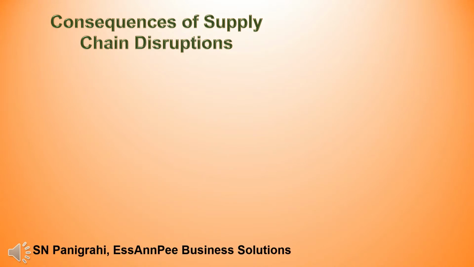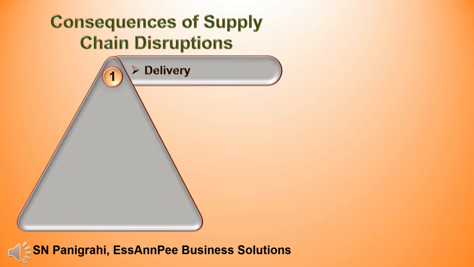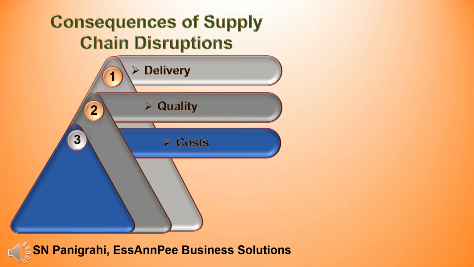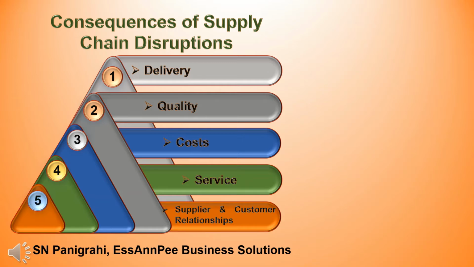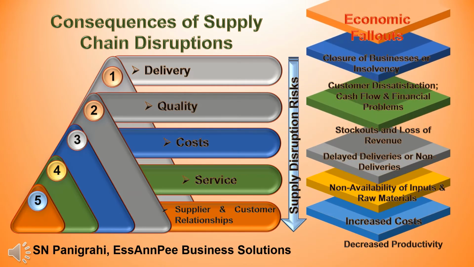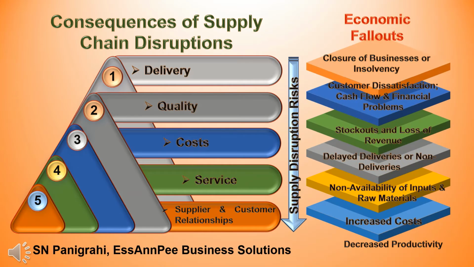Consequences of supply chain disruptions. Supply chain disruption may lead to risks in terms of delivery, quality, costs, service, supplier and customer relationships. These factors reflect as decreased productivity, increased costs, non-availability of inputs and raw materials, delayed deliveries or non-deliveries, stockouts and loss of revenue, as well as loss of customer trust, rising customer dissatisfaction, cash flow and financial problems, closure of businesses or insolvency, and many economic fallouts.